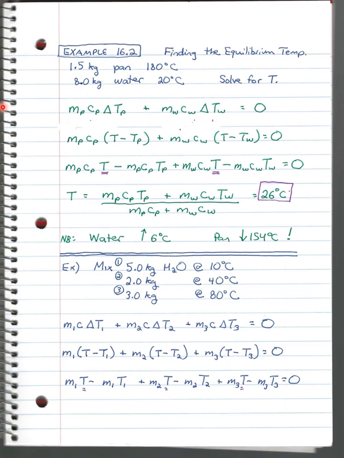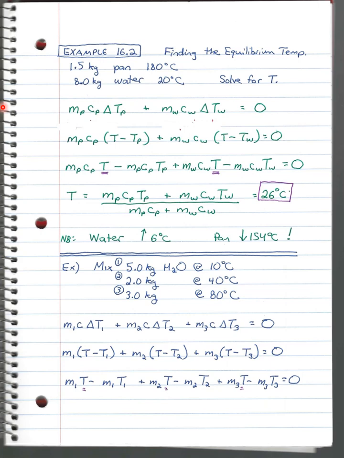So I've written out the given information. We're dealing with a 1.5 kilogram pan that starts out at 180 degrees Celsius. What I didn't mention is that it's made of aluminum. I didn't write that down. And we're also dealing with 8 kilograms of water at 20 degrees Celsius, and we want to solve for the equilibrium temperature. The hot pan is going to lose heat into the water. It's going to go down in temperature from 180 to 170 to 160. The water is going to creep up in temperature, 20, 21, 22, and eventually they're going to meet somewhere in the middle. That's the equilibrium temperature.